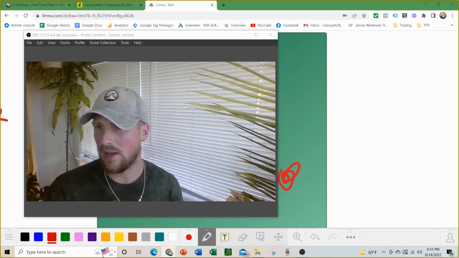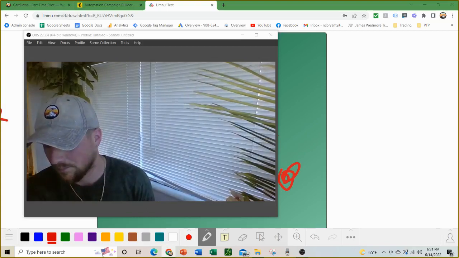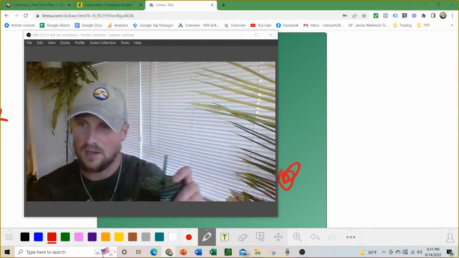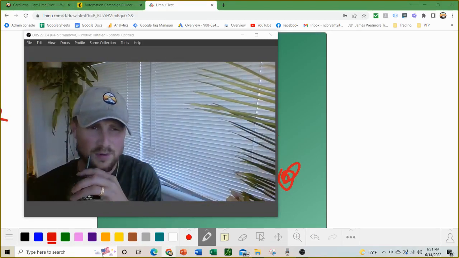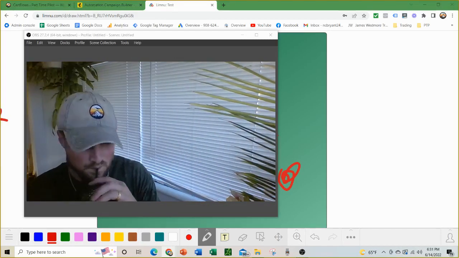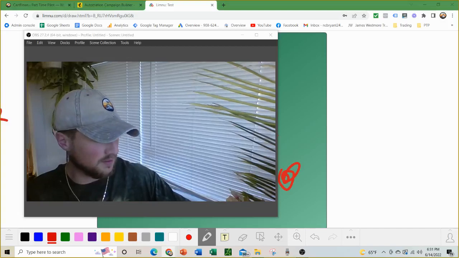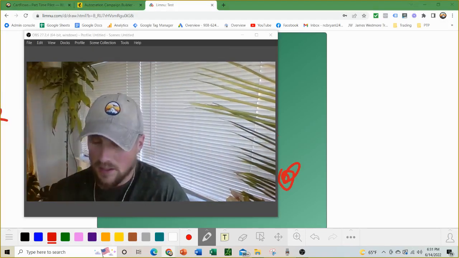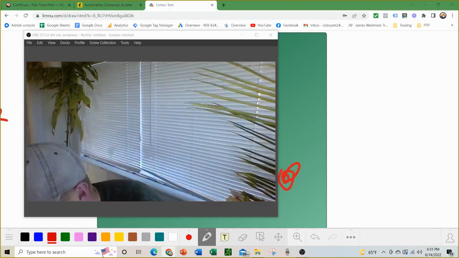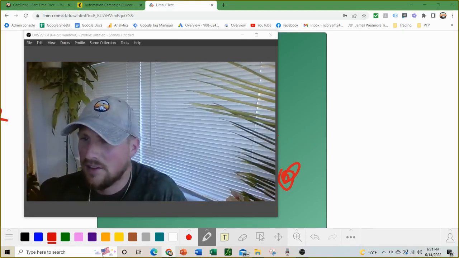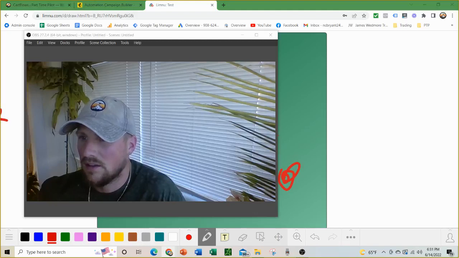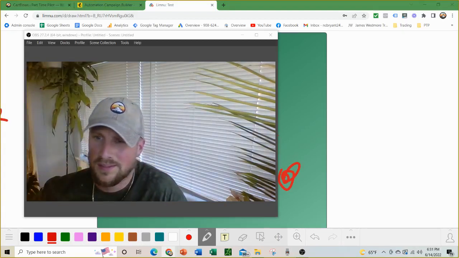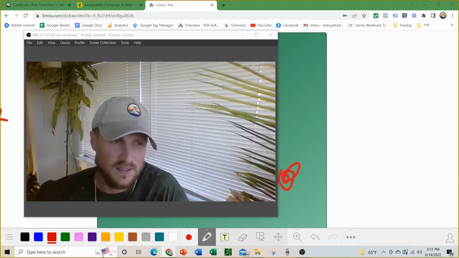So LIFR, you won't see that option often. Depends on the airport you fly at, but it stands for Low Instrument Flight Rules, low IFR. And I think it's like 500 feet ceilings and or like visibility less than a mile, I think.